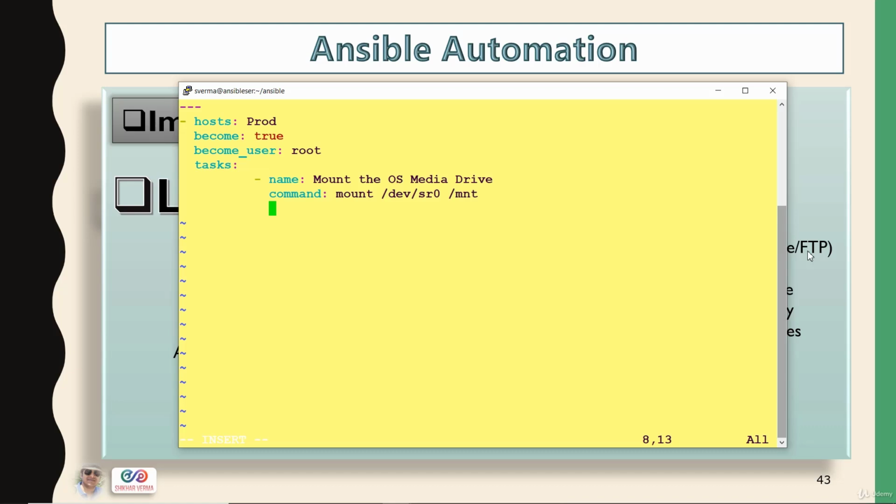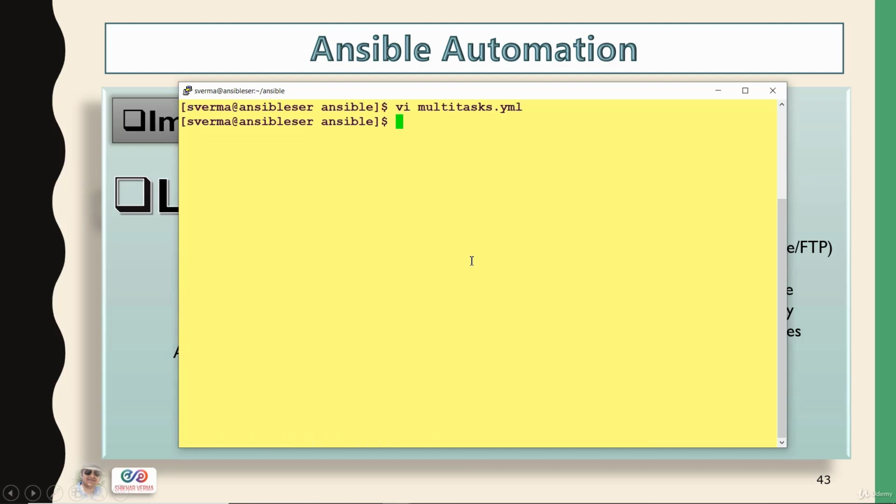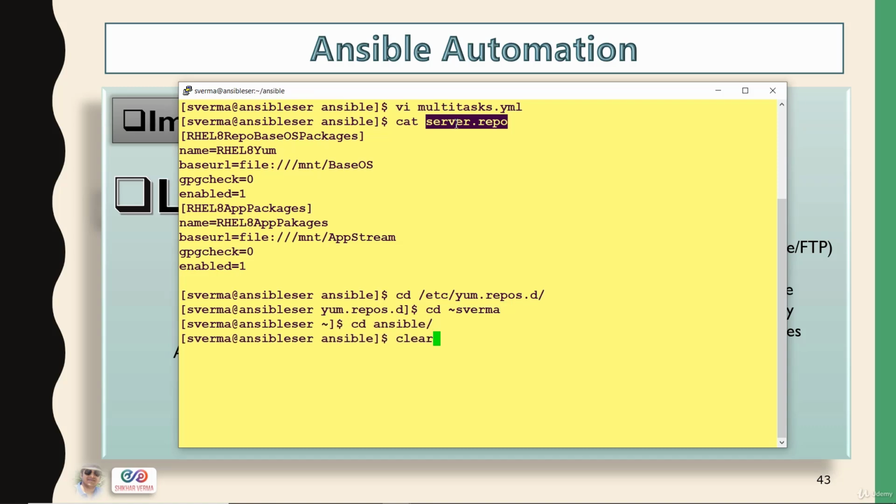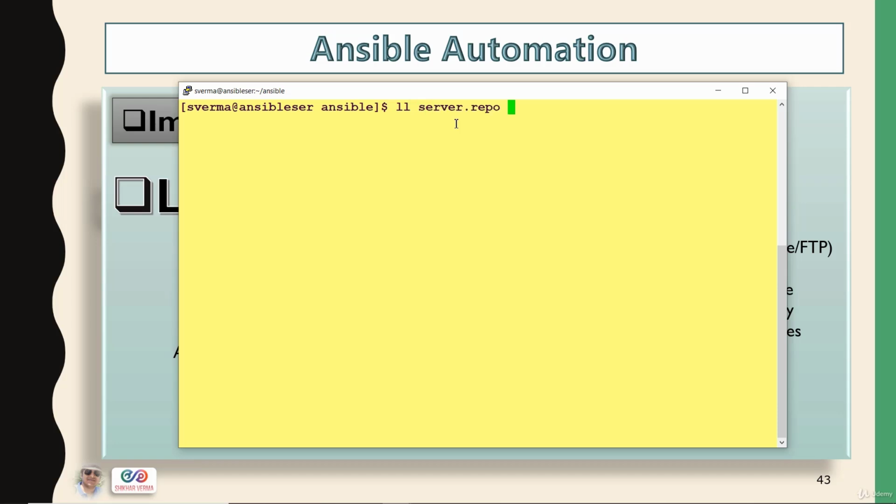Second step is create the local repository. So I have already created a file in my Ansible server. This is my Ansible server, and this is the repository. So I'm just trying to create the local repository. So I want that this file, this server.repo, it should copy to my client machine, that is client 1 and client 2, in this location, that is yum.repos.d. In this location I want it should be created. I'm in this location and we have this file here.